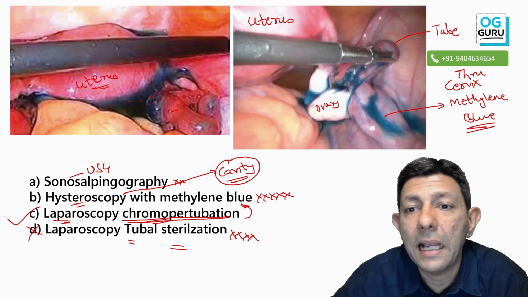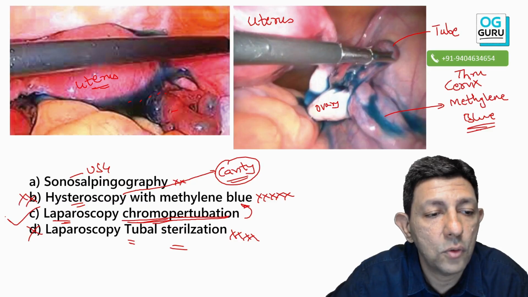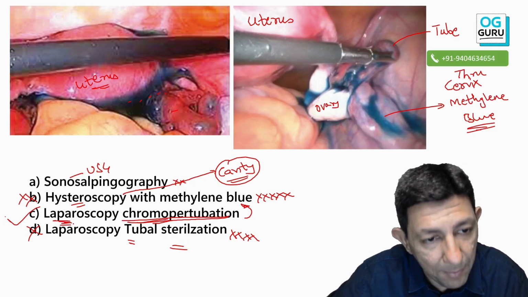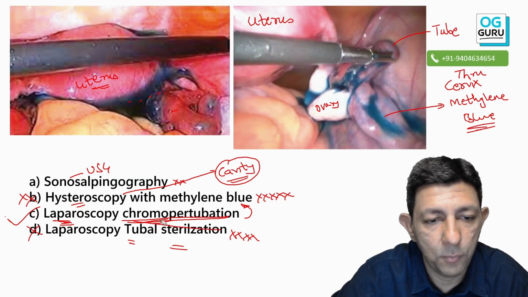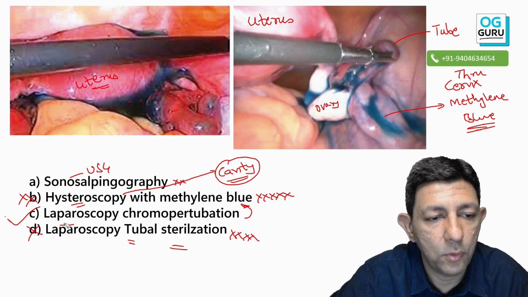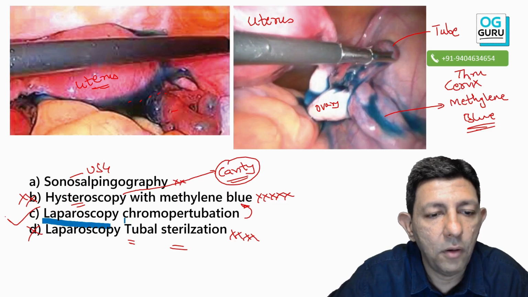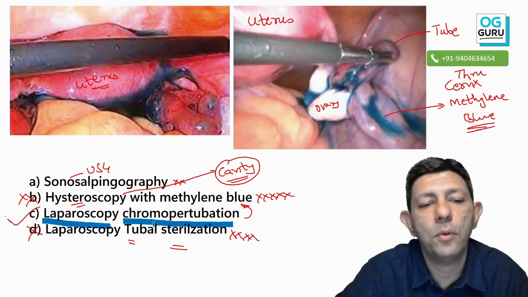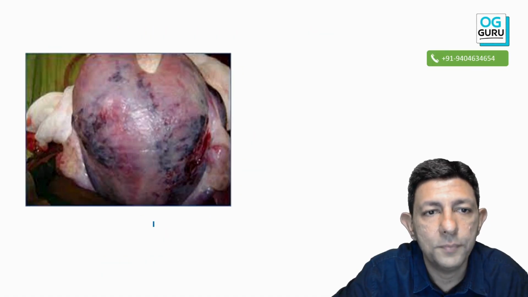So do not directly see the blue color dye, methylene blue, and mark this. It is not a hysteroscopy with methylene blue. It is laparoscopy with methylene blue. Laparoscopy chromopertubation, both mean the same thing. We say laparoscopy with methylene blue, and that is laparoscopy chromopertubation. Is this understood to all of you?